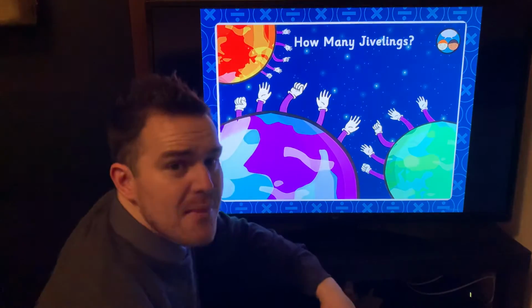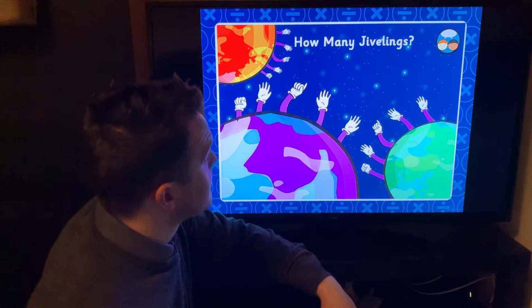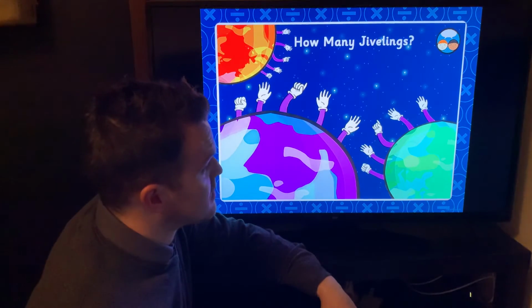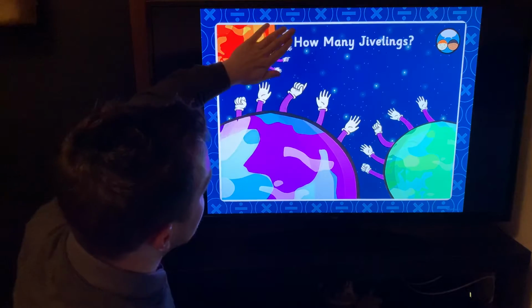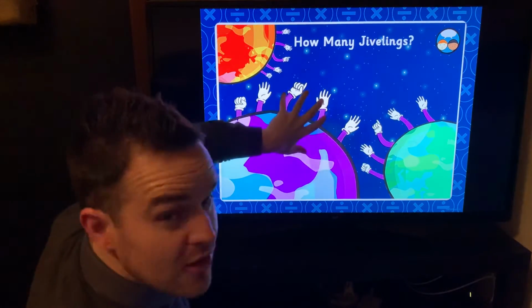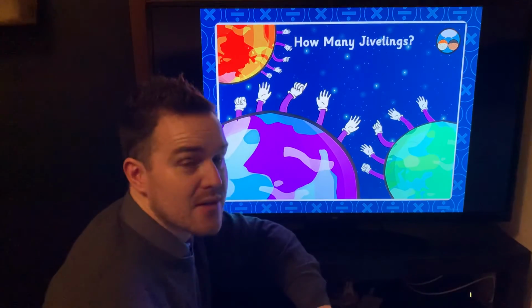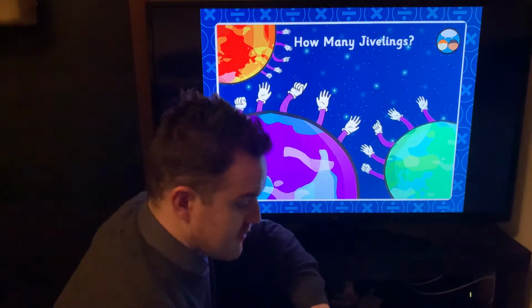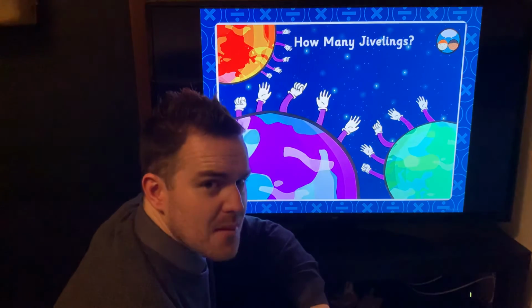Okay. How many jivelings? Now remember, they each have 5 arms, so how many? Well, I can see 1 here, so that's 1 group, 2 groups, and another one here, so there's 3 groups of 5. So 3 jivelings. How many hands is that altogether?